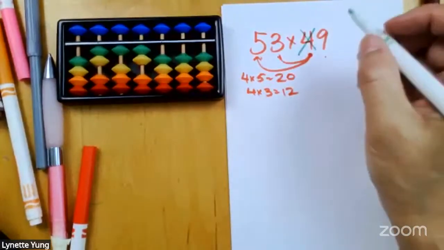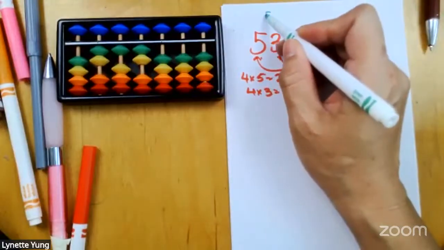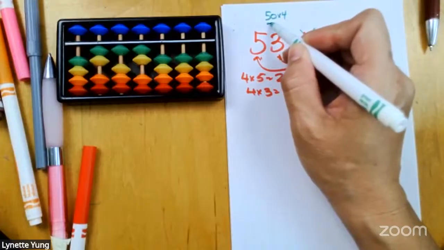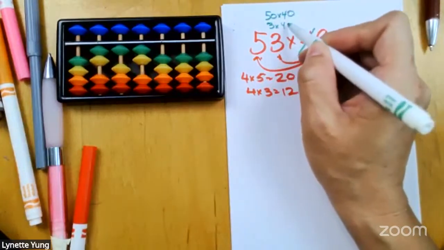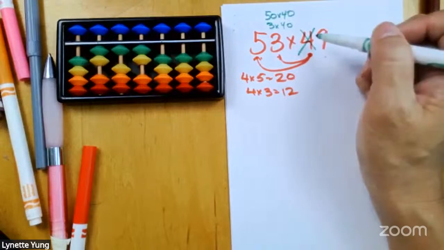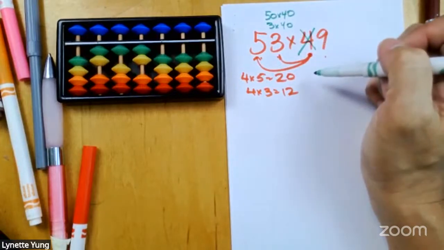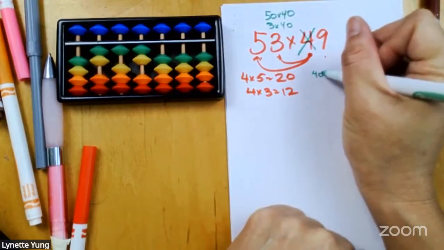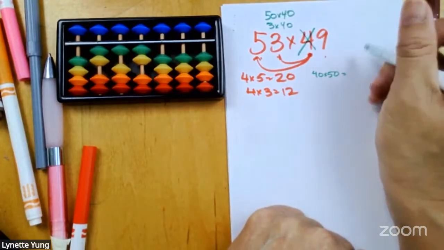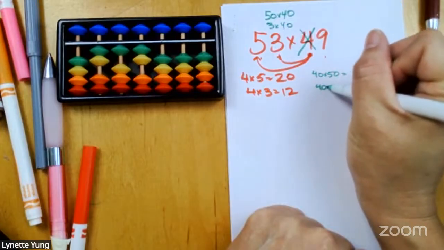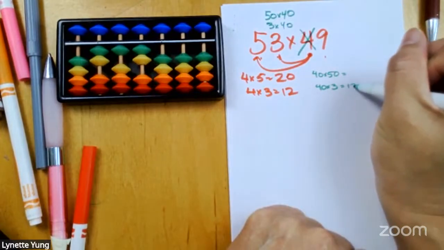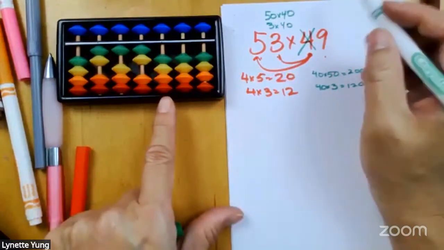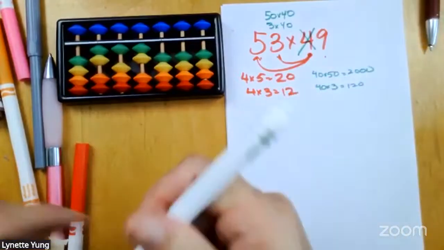So again, when we're looking at it, make sure we understand it's actually 50 times 4 and 3 times 40. That's what we're doing here. Yeah, I put the 12 in the wrong spot. So then we recount and we go 1, 2, 3. Because we're done with this.